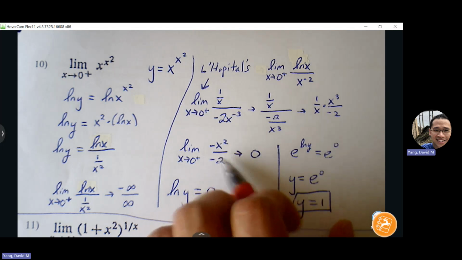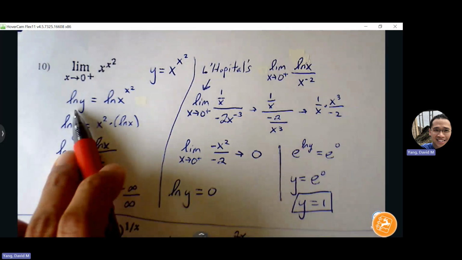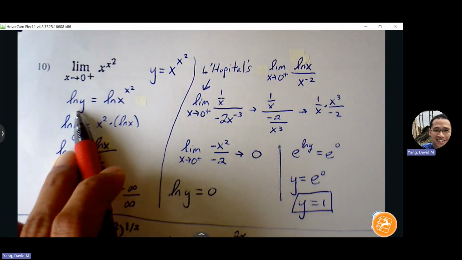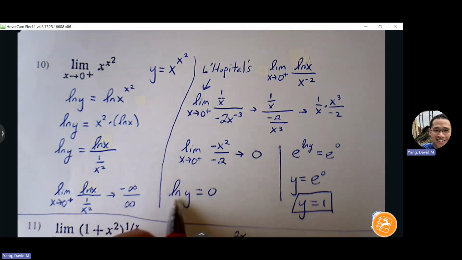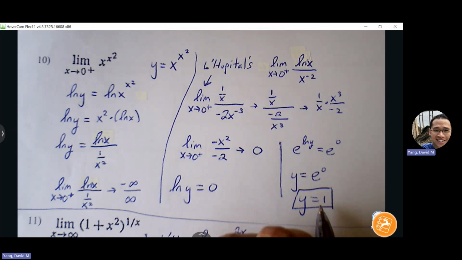If I plug 0 in, I get 0. That's a real number. So the right side is equal to 0, but I'm still having to think about natural log of y on the left side. I'm just trying to solve for y now. Raise both sides with e as the base. Y is equal to 1.